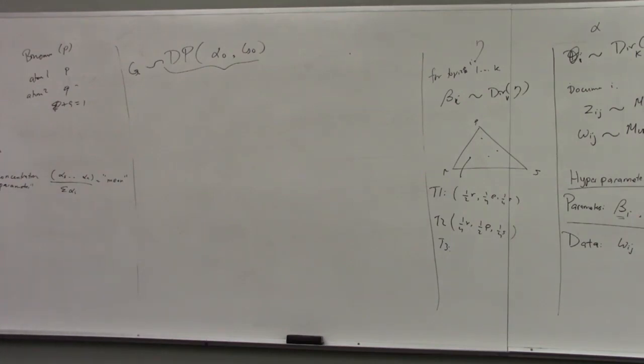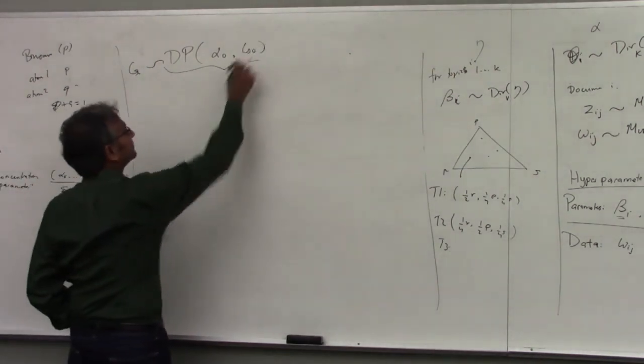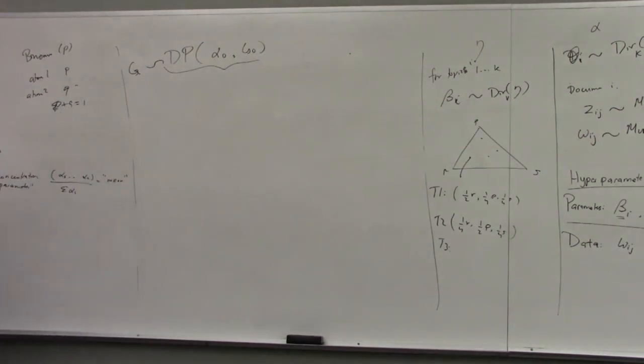So the property that I want is the following. So assume you have some base distribution over the, see how to say this.